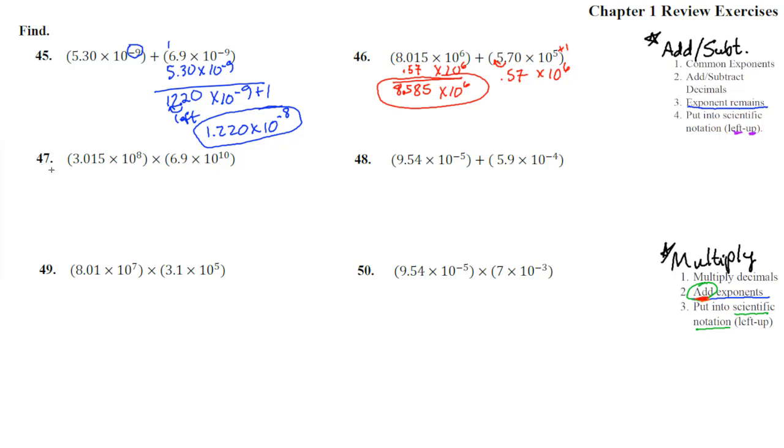Number 47. This is multiplication, which means we don't have to get common exponents. We'll just put this guy, 6.9 times 10 to the 10th, right underneath. And let's multiply these decimals together. 9 times 5 is 45. That's a 4 up there carried. 9 times 1 is 9, plus 4 is 13. 9 times 0 is 0, plus 1 is a 1. Then 9 times 3 is 27.